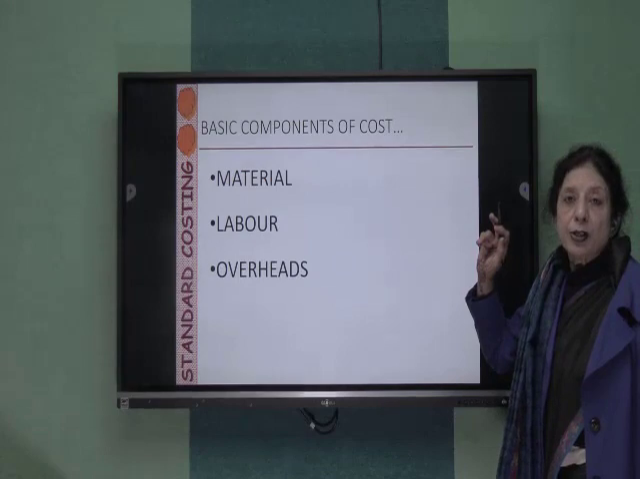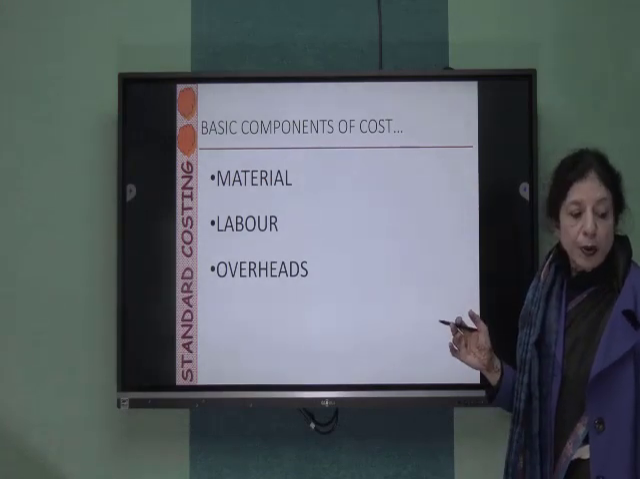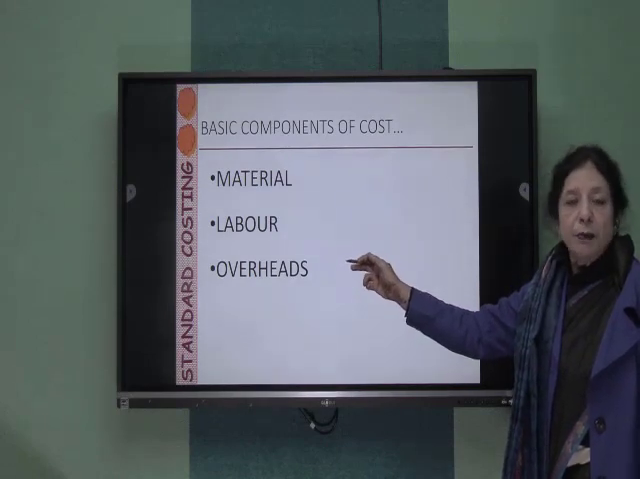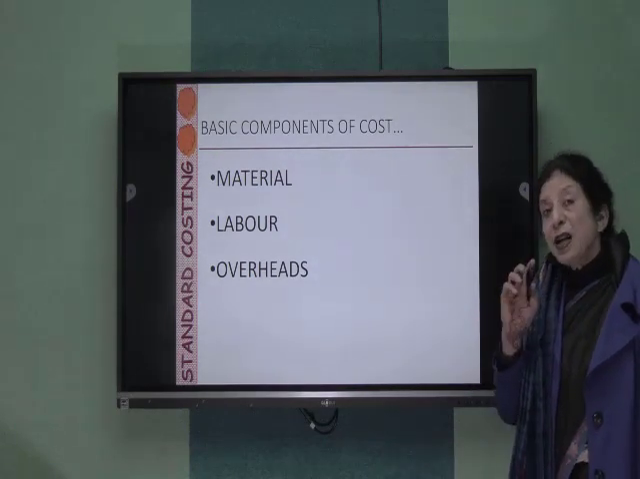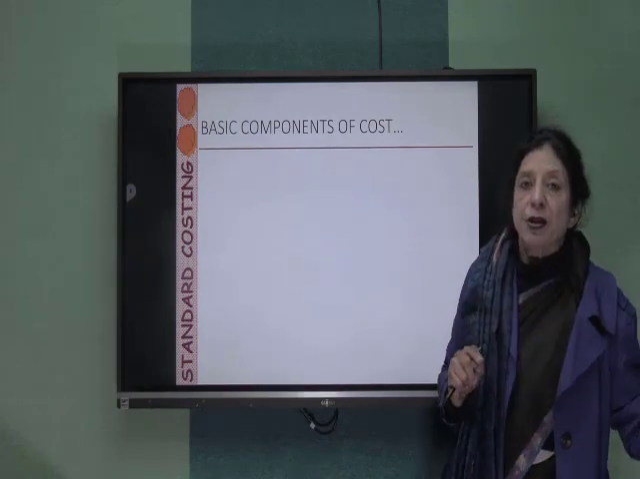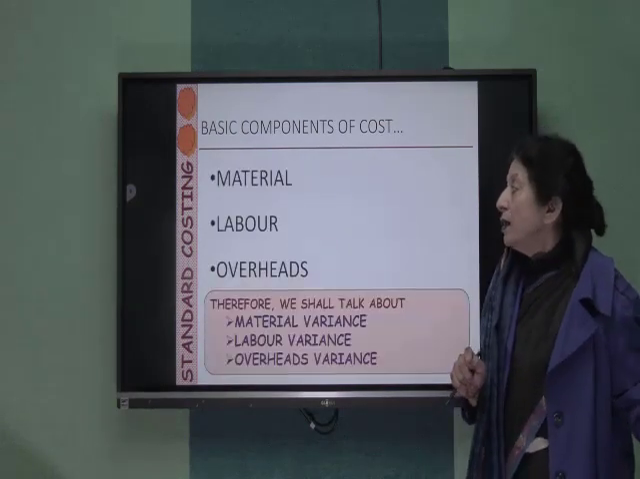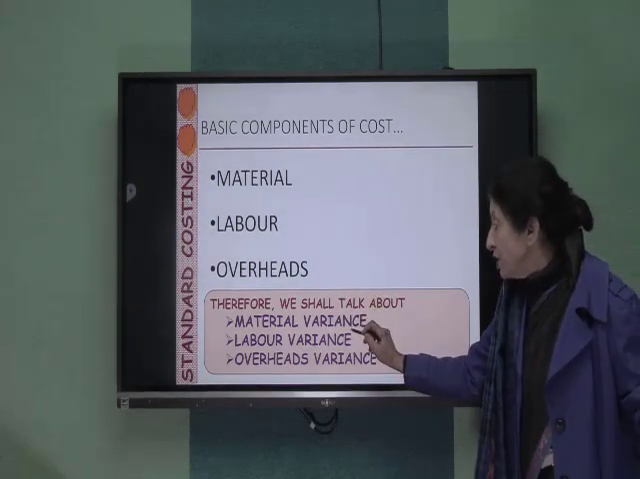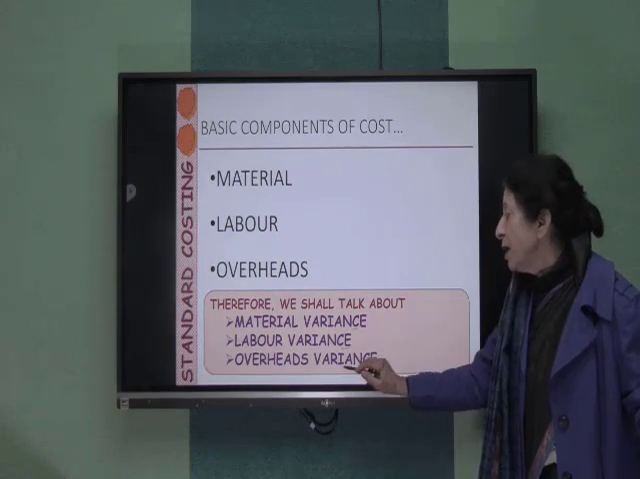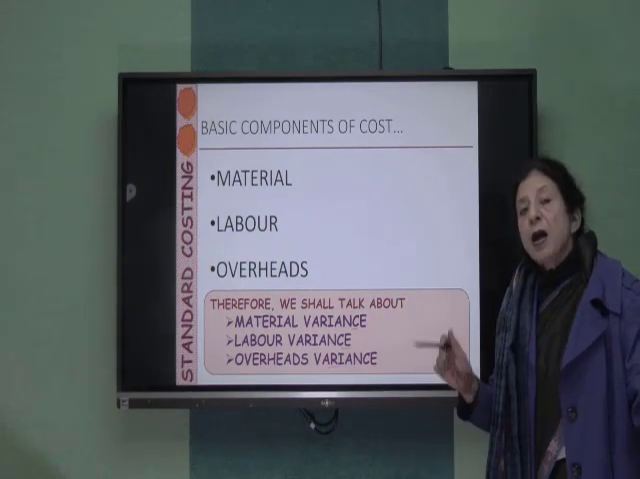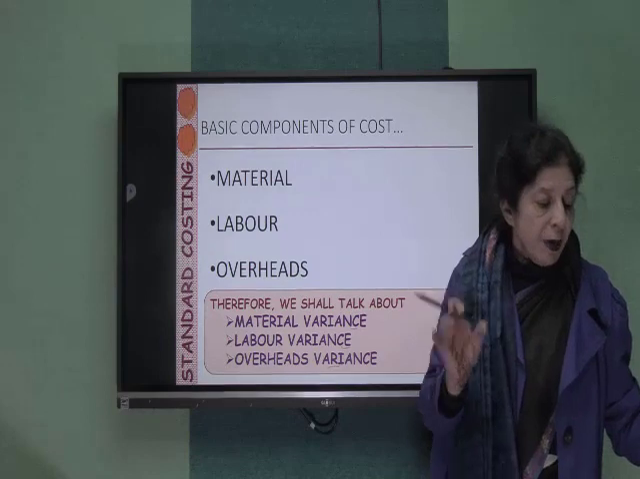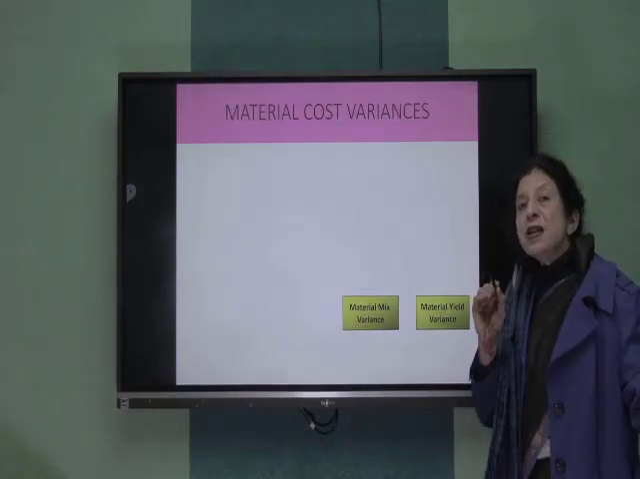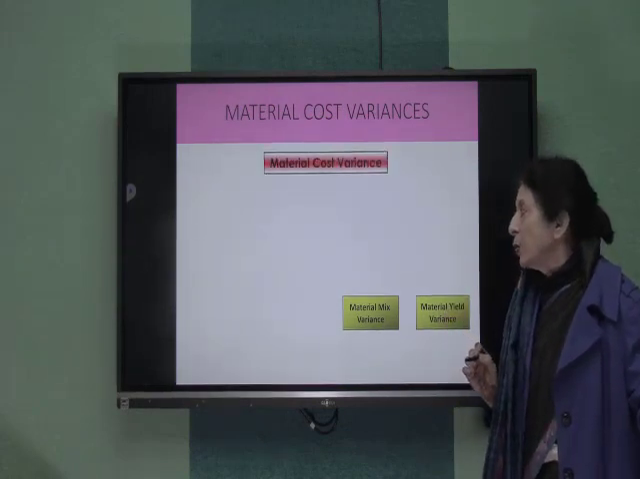Once I have found that, then I can find out the other thing, that is, the basic components of the cost, which I have already illustrated to you in the beginning. The three components of the cost are material, labor and overhead. That means these could be the three possible reasons for the variance. So we can have the material variance, the labor variance, and the overhead variance, and the total of the three variances will be called the total variance.